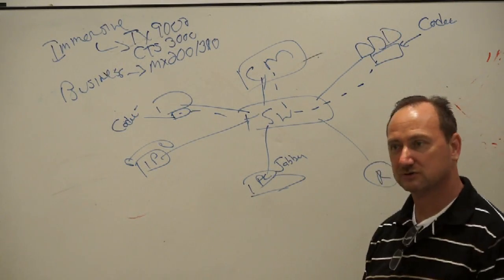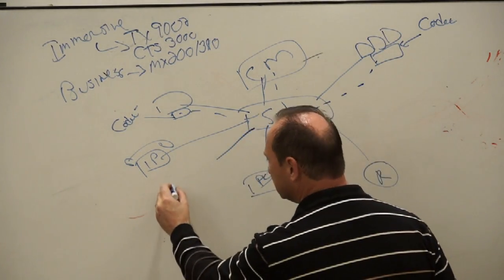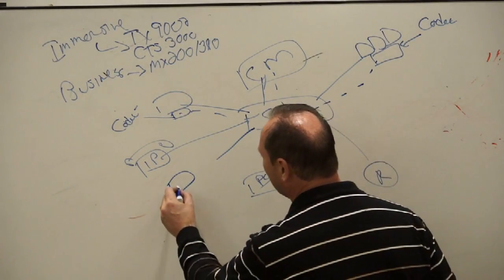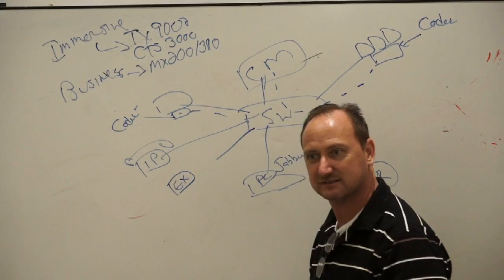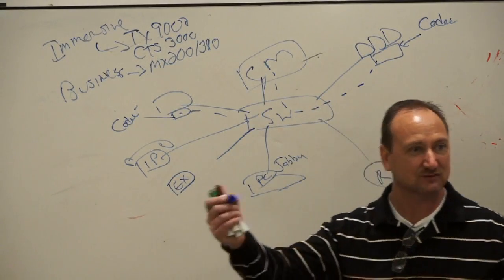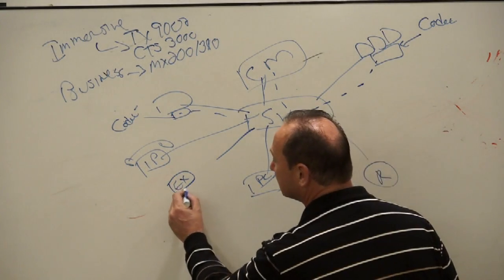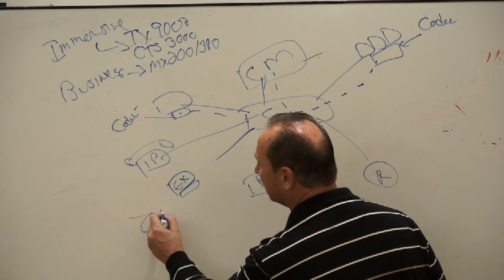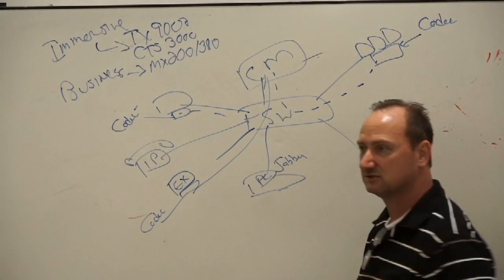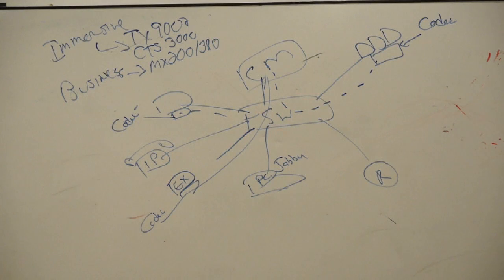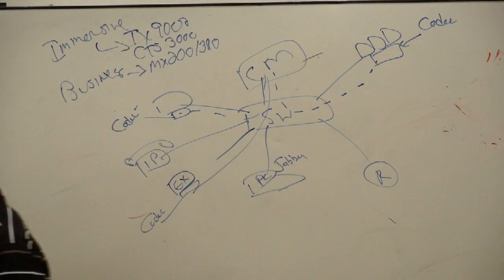What about your personal? The little 60s and 90s? Well, the EX for everyone. The EX series, the 60 or the 90. Really cute screens, 21 or 24 inch screens. Guess what they have inside of them? A codec, and it registers with Communications Manager. So we've moved all these video devices to register with Communications Manager as well.